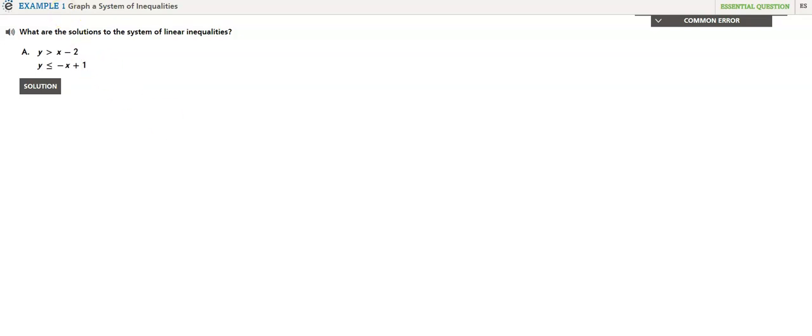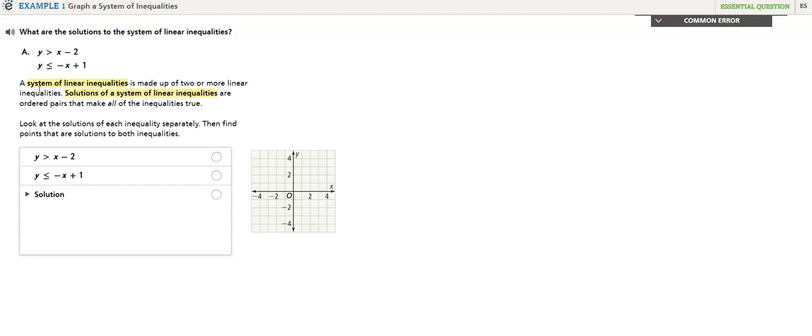We are here on page 94 and 95 of your student companion. We're going to start here by showing you what happens when I graph a system of linear inequalities, which means I'm going to have two inequalities to graph. So a system of linear inequalities is made up of two or more linear inequalities. The solution is going to be all of the ordered pairs that make all of the inequalities true.